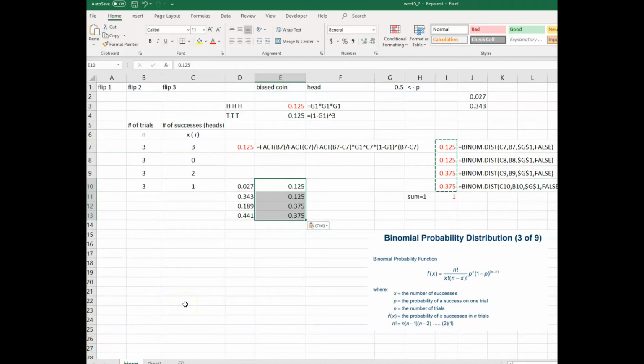So this is a simple example about the binomial distribution. I'm using this example to help you understand two things. First, how can I apply this formula? The second is how to use the binom.dist Excel function.